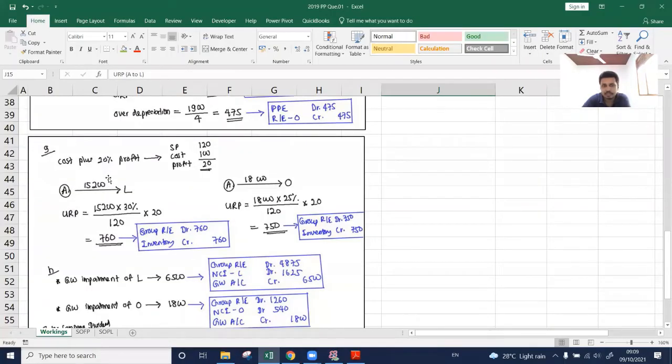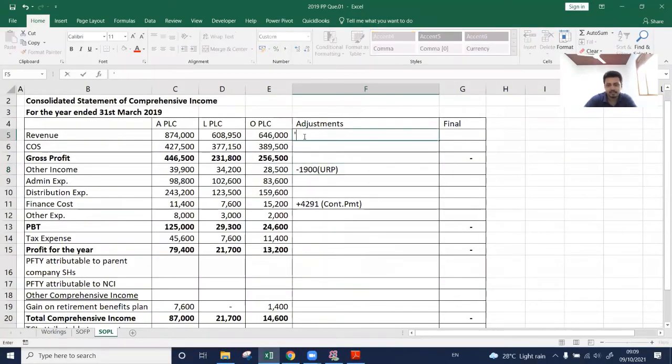Intercompany sale amount. එතකොට මොකද වෙන්නේ? Apple PLC මේක සේල් එකක් විදිහට record කරගෙන තියෙනවා. The same amount Lemon PLC has recorded under cost of sales. 15,200 A has recorded under sales, L has recorded under cost of sales. So first we need to eliminate that intercompany sales transaction. 15,200 intercompany sales, from the cost of sales also we need to eliminate intercompany sales.